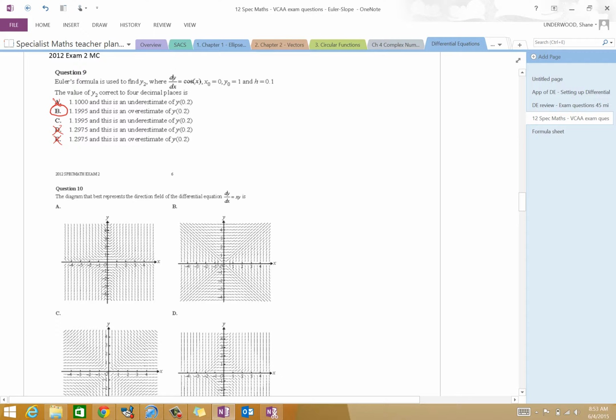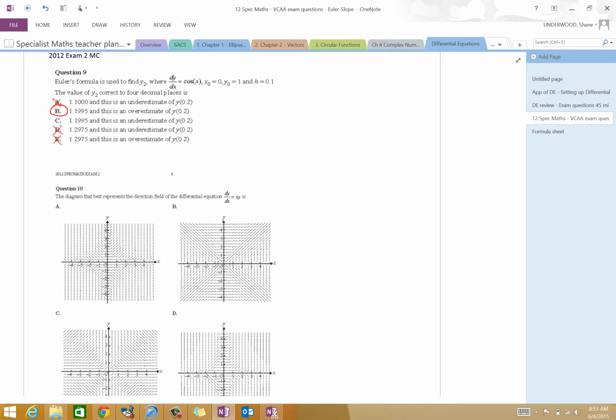I was just going to say, because this is a calculator one, we could technically just use the calculator to find the antiderivative of cos x from 0 to 1, and then put in 0.2 as the x value and see what that number is. That's right. Fantastic. Well done. That was brilliant. Excellent. Answer is correct, B.